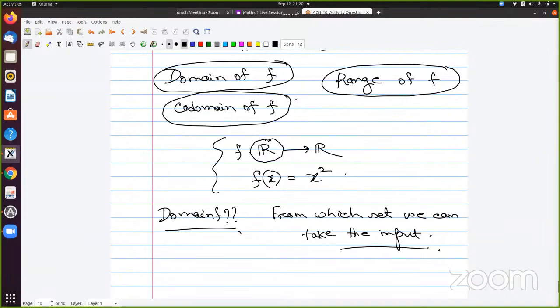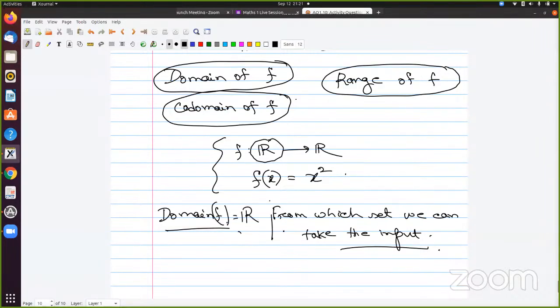It may not always be the whole set of real numbers. I will give you an example. First of all, for this function, what is the domain? I can take any real number and I can get an output, right? So what is my domain here? My domain is R, the set of all real numbers.